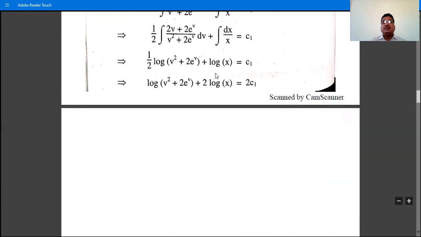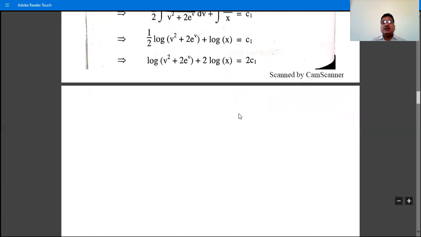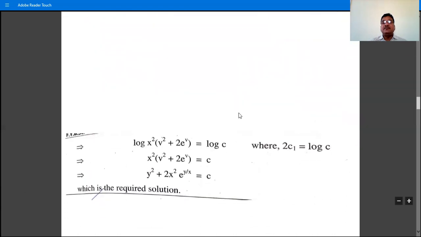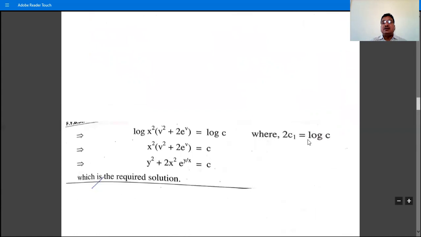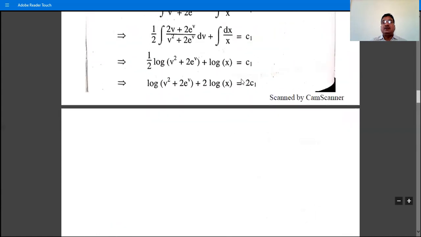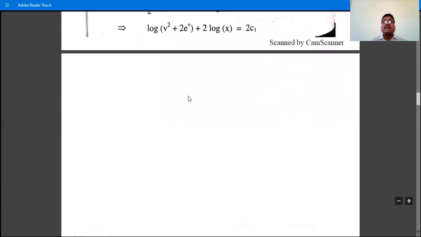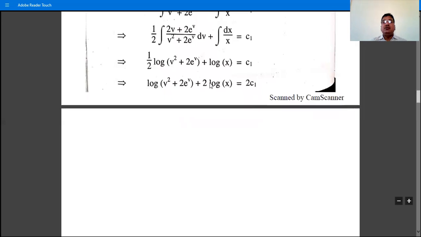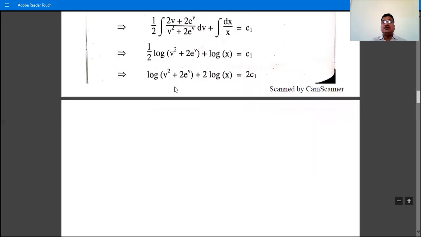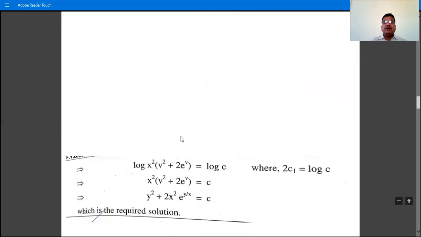Then after multiplying by 2, we have this, and write this 2c1 as log c, a new constant. Then use the rule that 2 log x is log x square, and then use the rule log a plus log b is log a into b.